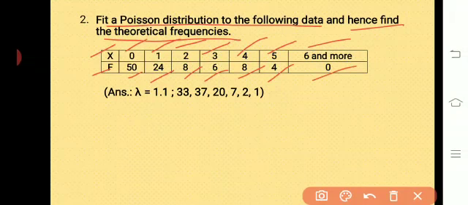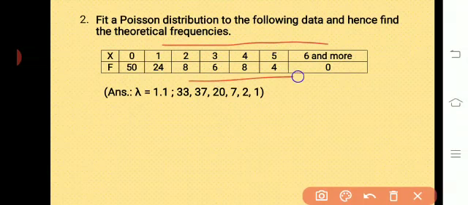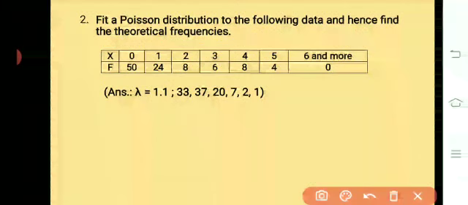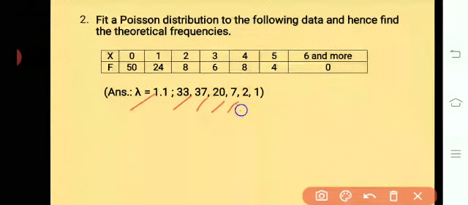Now for this question, first we have to find the mean. After getting the mean, you will get the parameter of the Poisson distribution. Then write the frequency function. Put x equal to 0 in the frequency function, you will get the first frequency term, t0. Then write the recurrence relation, and put x equal to 1 to 6. You will get the remaining frequency values t1, t2, t3, t4, t5 and t6. And check whether you get lambda equal to 1.1 and the remaining frequencies are 33, 37, 27, 2 and 1.